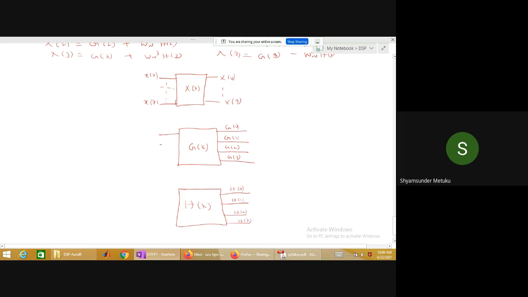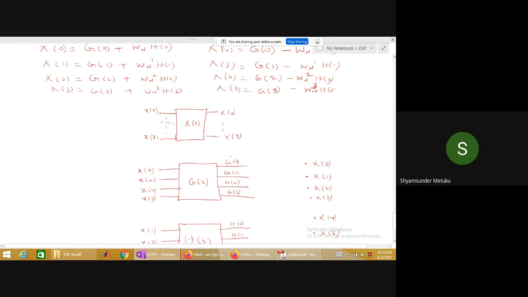Now you tell me what the small inputs here are. Small x of 0, small x of 2, and here small x of 1, small x of 3, small x of 5, small x of 7. Now finally my outputs are capital X of 0, capital X of 1, capital X of 2, capital X of 3, capital X of 4, capital X of 5, capital X of 6, capital X of 7. This is my final actual required output. Now from the above equation, can you tell me what the X of 0 equation is now?